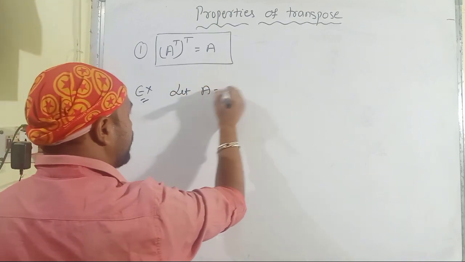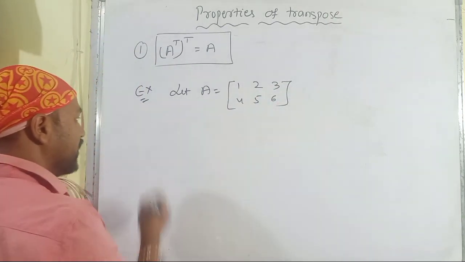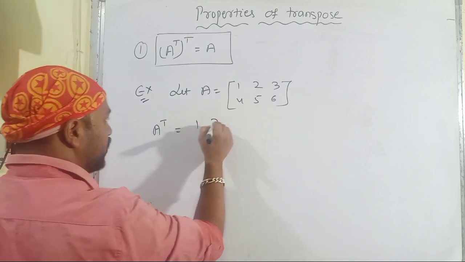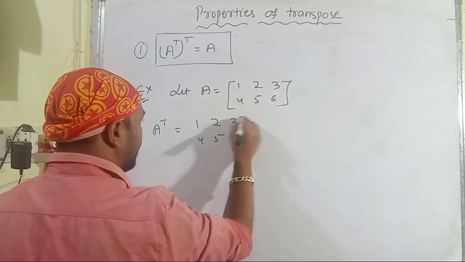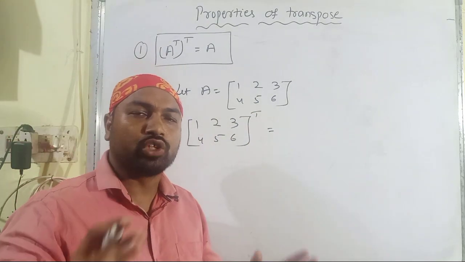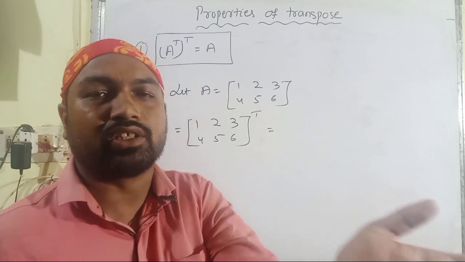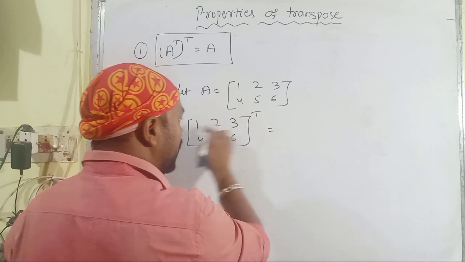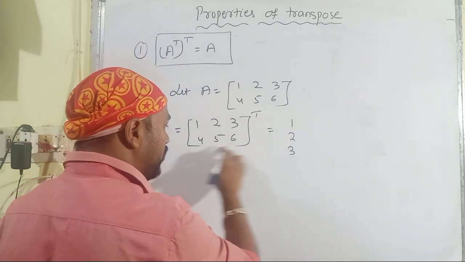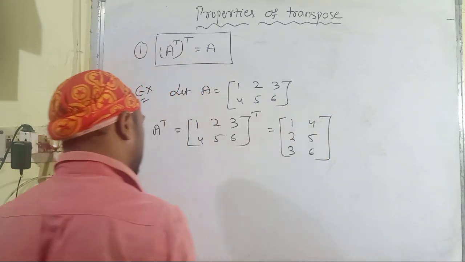Let A be the matrix 1, 2, 3, 4, 5, 6. It is the given matrix. First of all we have to find A transpose, which is the transpose of the given matrix. We just have to interchange the rows and columns. That means the rows will be placed as the columns and the columns as the rows. The first row will be placed as the first column, and the second row as the second column. So here is A transpose.